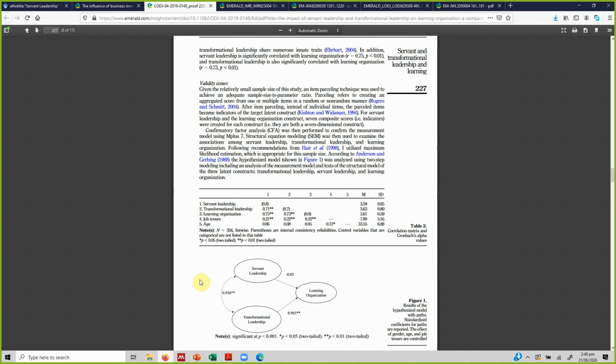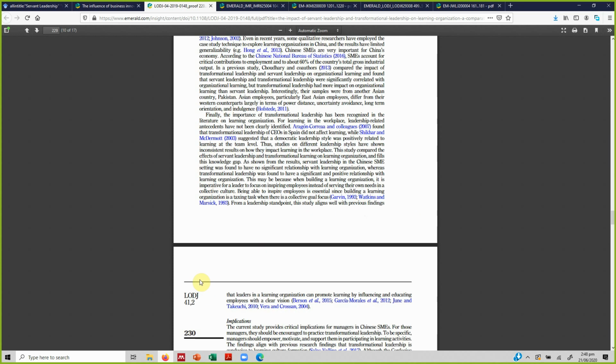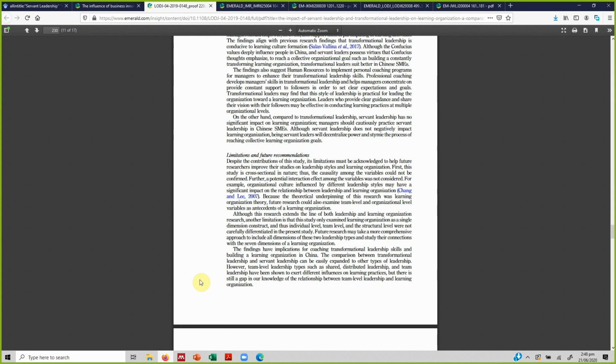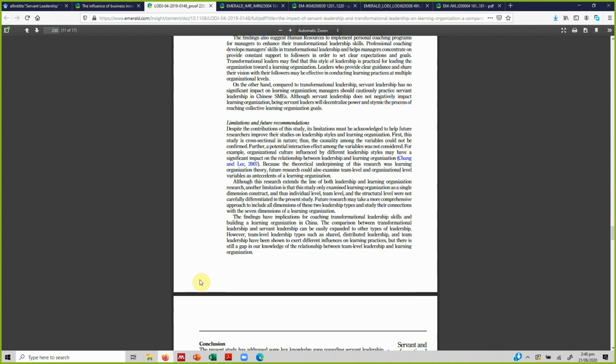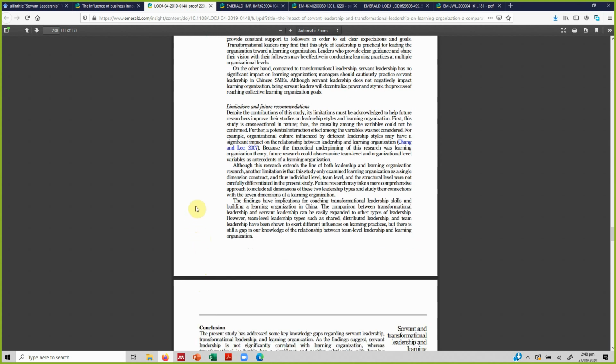Now, if we go into the limitations and future research directions of this paper, what we can come across is: despite the contributions of this study, its limitations must be acknowledged to help future researchers improve their studies on leadership styles and learning organization. First, the study is cross-sectional. Now, it is important to mention here what are potent gaps, something that one should focus on, something that can be published.